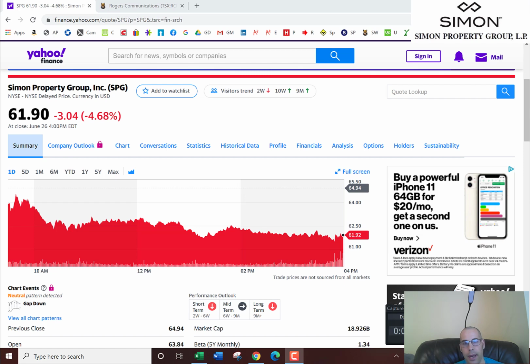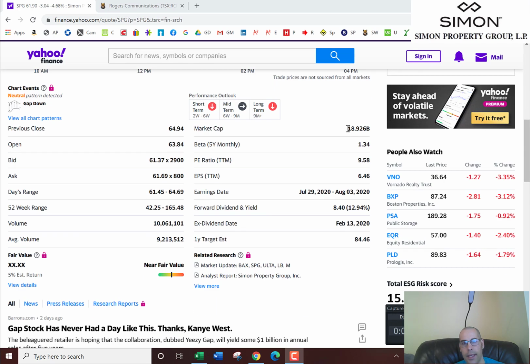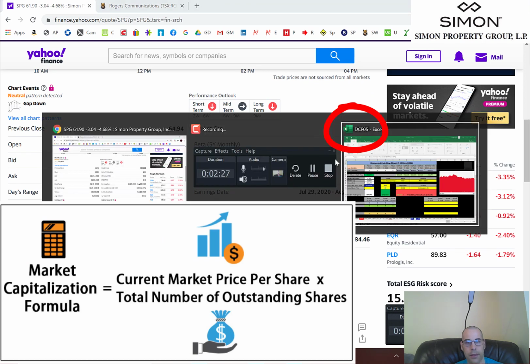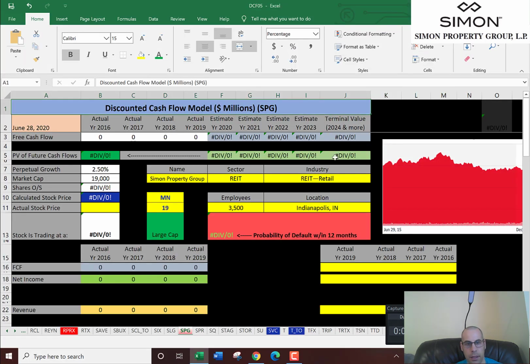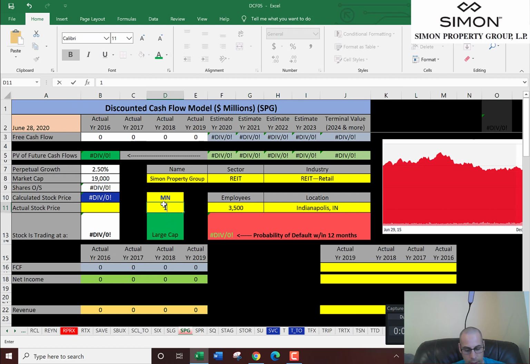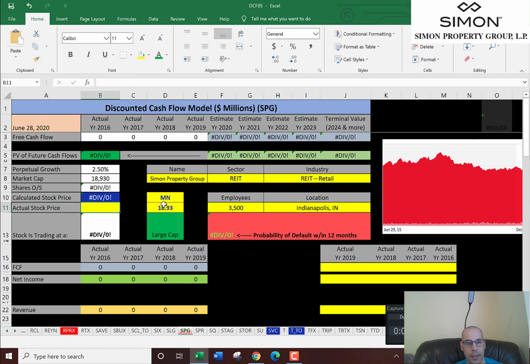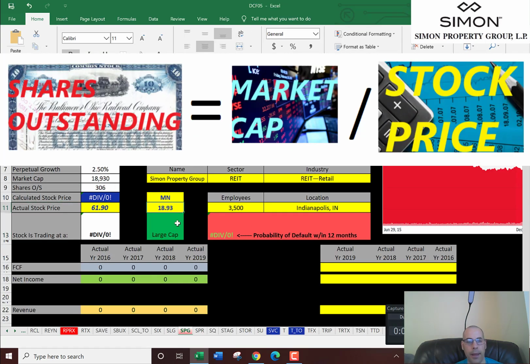So their market cap is $18.93 billion, and they're trading at $61.90. So now we know the shares outstanding because it's the market cap, $18.93 billion, divided by the stock price, $61.90, equals the shares outstanding, 306 million.